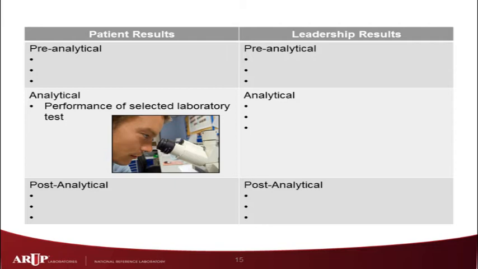For laboratory or patient results, it's simply the performance, and I shouldn't say simply, it's very complex, but it's the performance of selected laboratory tests. During testing, there are transformations that happen. A chemical reaction happens in some laboratories. In some laboratories, we're growing bacteria or viruses. In some laboratories, we're replicating gene sequences. So there's a lot of transformation that happens during that analytical phase.